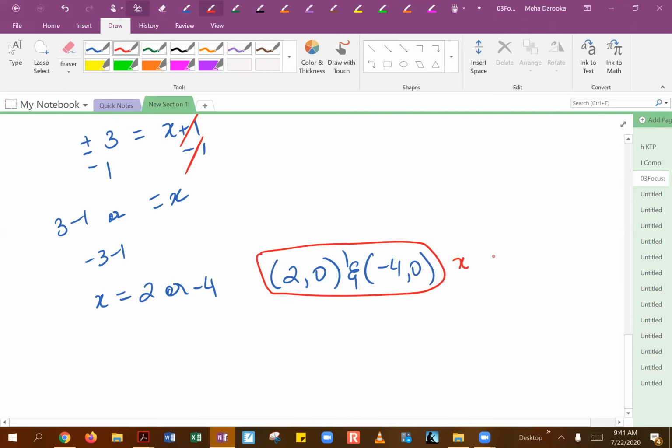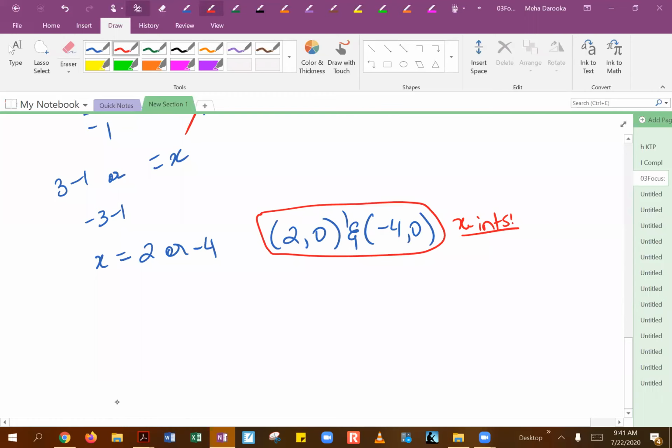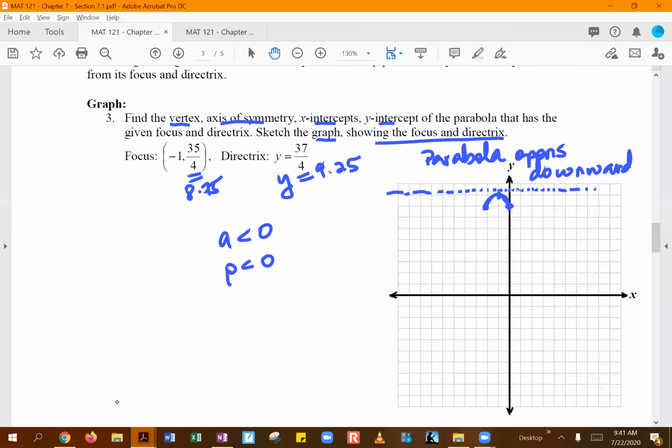Okay, so we've got our y-intercept over here, (0, 8), and then x-intercepts at (2, 0) and (-4, 0). So that would end up looking like (2, 0) here, (-4, 0) over here, and then of course just complete your parabola. And this is what that graph of the parabola would end up looking like.